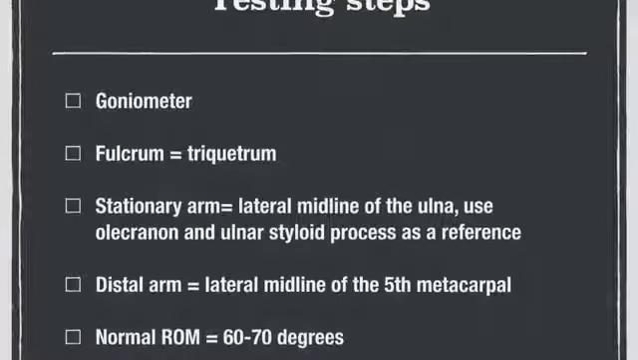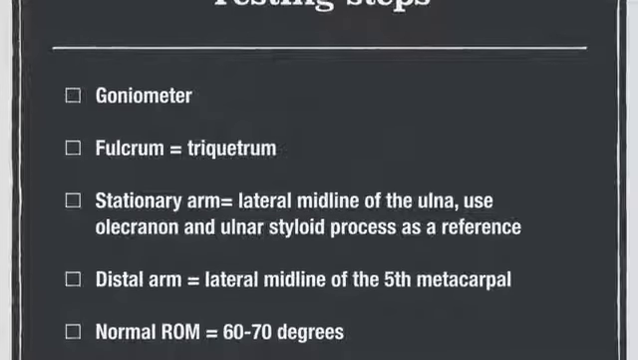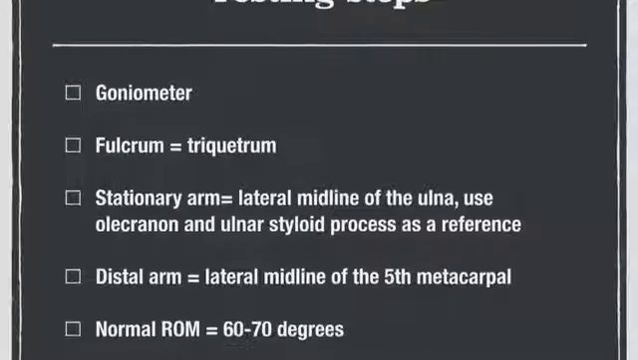Again, normal range of motion for wrist extension is 60 to 70 degrees. Now we will demonstrate the measurement of wrist extension on a patient.